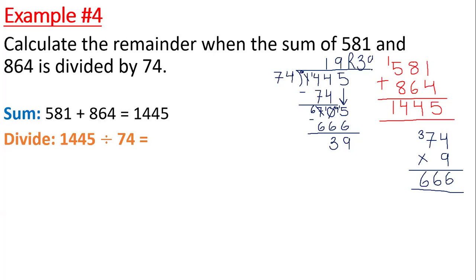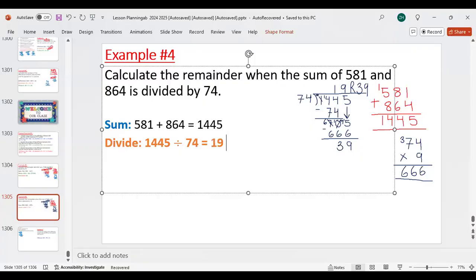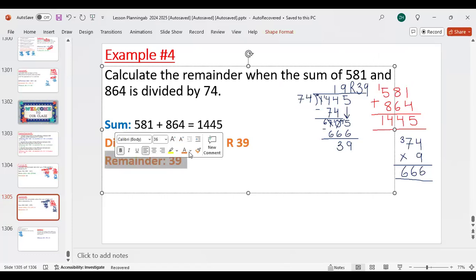So we have 19, remainder 39. So we say officially the remainder is what? 39. Good. Did anyone else get that? 39 as the remainder? Yes, I did. Good.